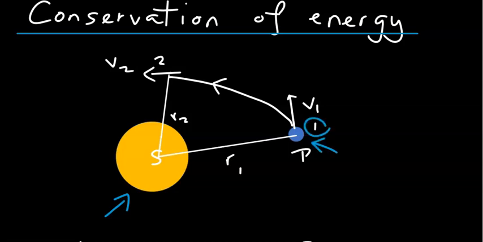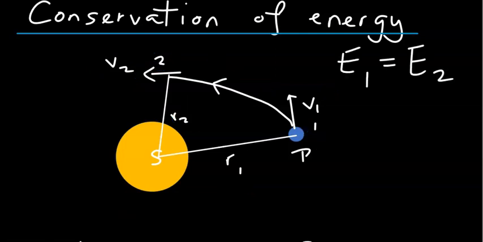At point number 1, the velocity of this planet is v1, and at point 1 it is situated at a distance r1 from the center of the sun. It moves all the way to point 2, where its velocity now is v2, and its distance from the center of the sun is r2. Since energy is conserved, the energy of the system when the planet is at point 1, E1, is the same as the energy of the system when the planet is at point 2.